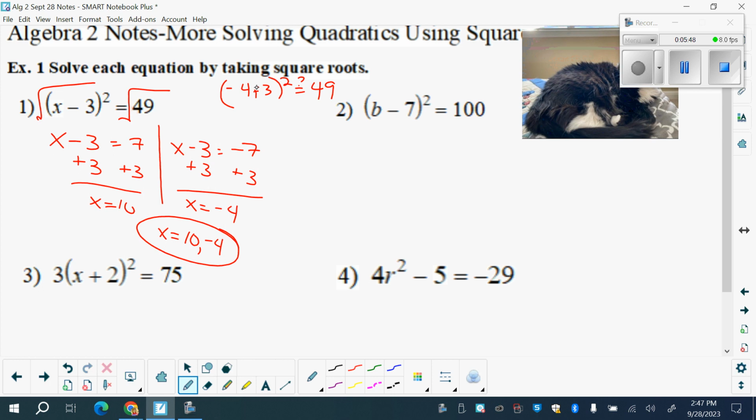Okay, what do we do on number 2? Square root. Again, we want a square root. So then square and the square root undo each other, and we get b minus 7. And what's the square root of 100? 10. And then what do we do right next to it? That's right. B minus 7 equals negative 10. So both the positive and the negative.